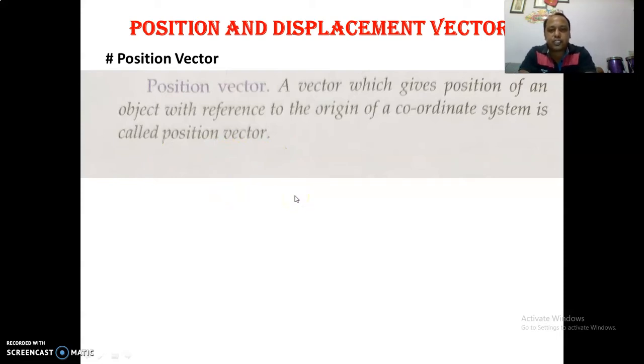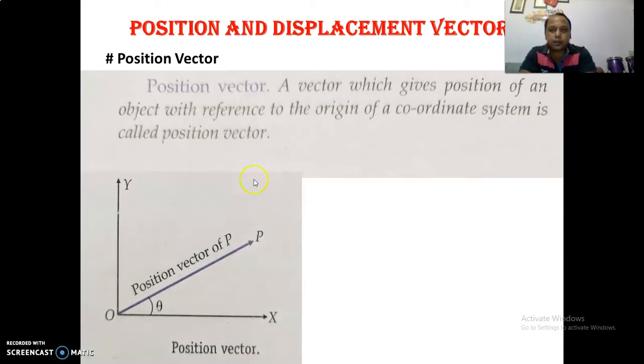Let me show it in a coordinate system so that you can understand it more properly. Here we have taken two axes, x-axis and y-axis, and suppose a point P is there, a particle is present here, or we can say an object P is present here. So we draw an arrow which starts from the origin and ends at that particular point P. The arrowhead is at the point P. The vector which is drawn here is the position vector of the object P.